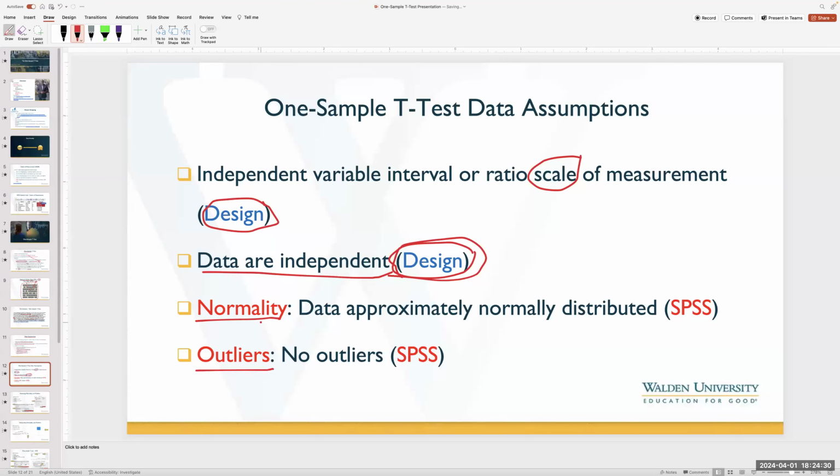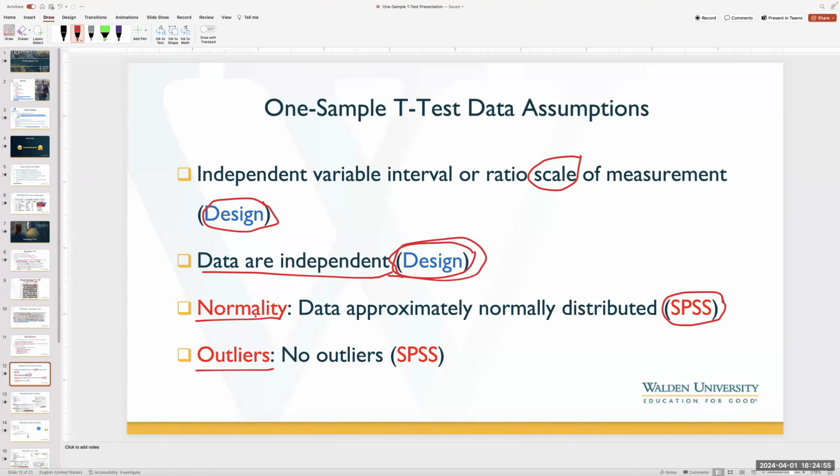Remember when we did the descriptive statistics, we looked at normality to see if the data was skewed left or skewed right, whatever the case may be. And we knew how to test that. We're going to do the same thing again, the same procedures we did to assess normality in SPSS, and the same procedures that we did for outliers. So as you can see, it's the building block.